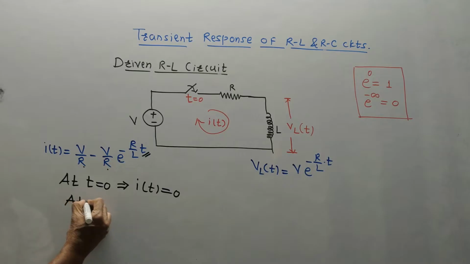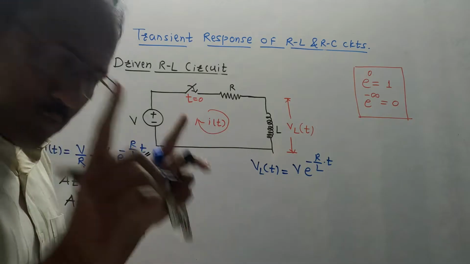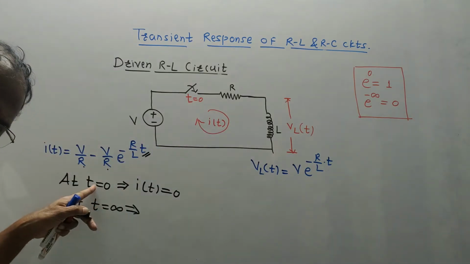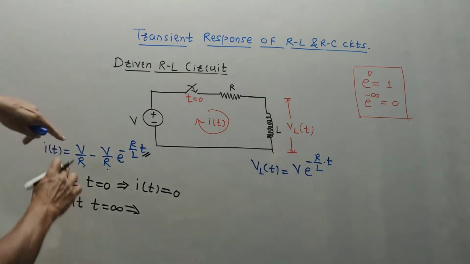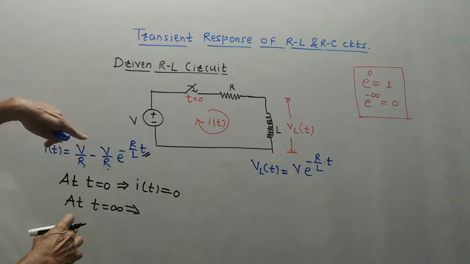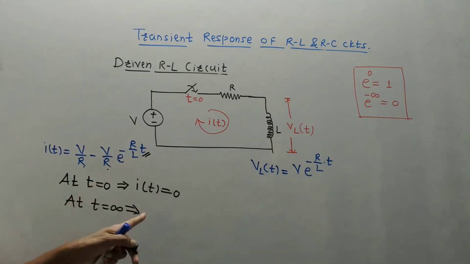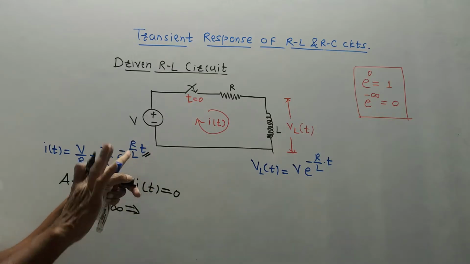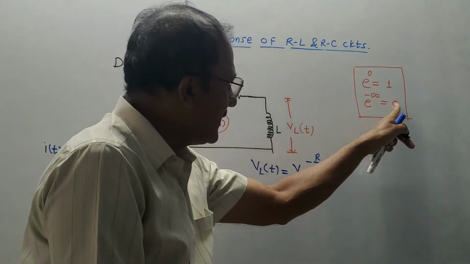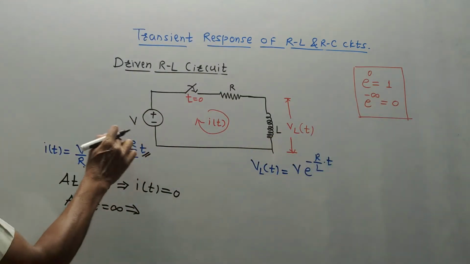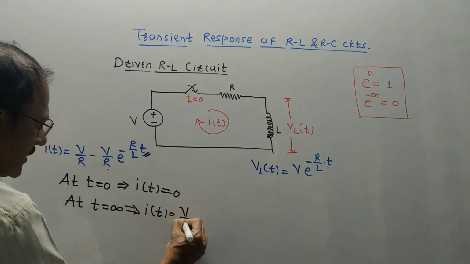The second condition you need to apply is t equals infinity. As I mentioned, only two conditions you need to put in the equation: one, t equals 0, which we did, and second, t equals infinity. If you put t equals infinity, the first term remains as it is because it doesn't have a t term. In the second term, I have the t notation and I am putting t equals infinity. Infinity into R by L is infinity, so you will get e raised to minus infinity, which is 0. So this term becomes 0, that means this term vanishes. The remaining term is I of t equals V by R.